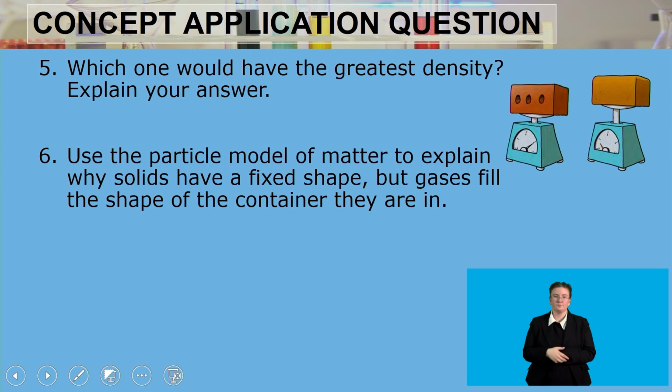Question 5. Which one would have the greatest density? We did say that it is the brick, but now what do they want? They want us to explain our answer. Why do we say that the brick will have a greater density? To start by answering the first part of the question, which one would have the greatest density? We'll just say that's a brick. Now, why do we say that?